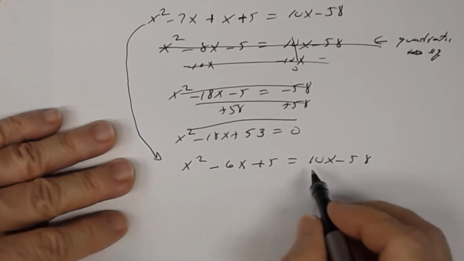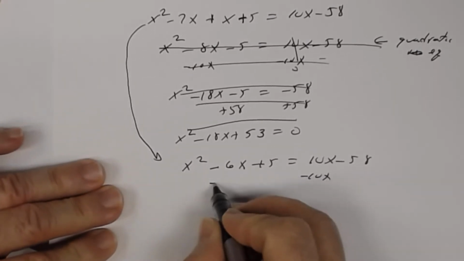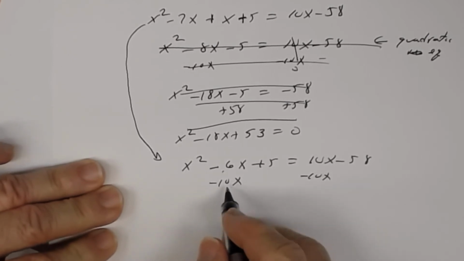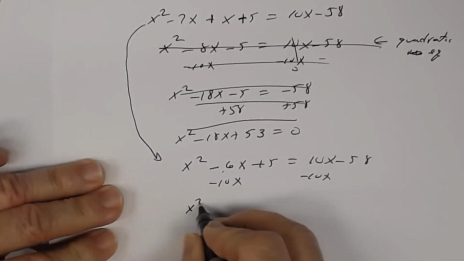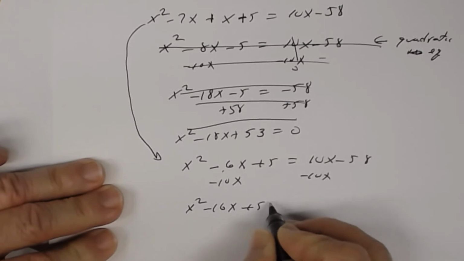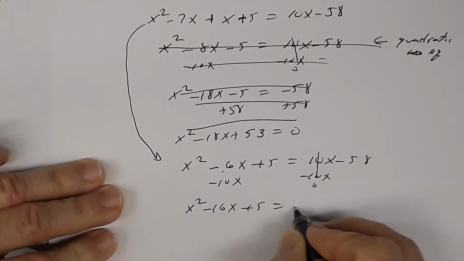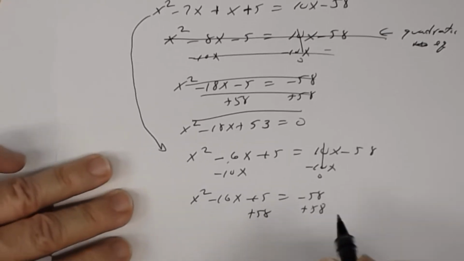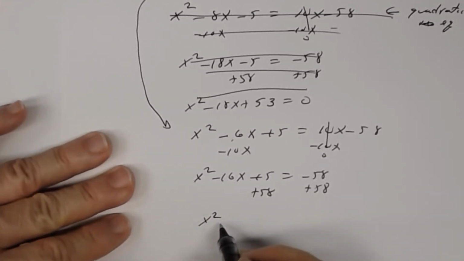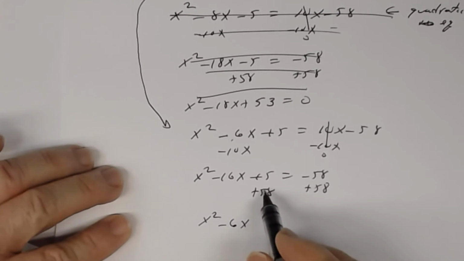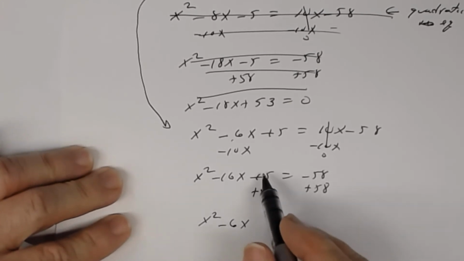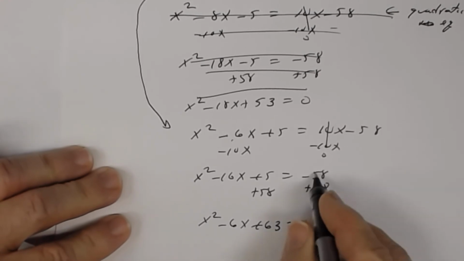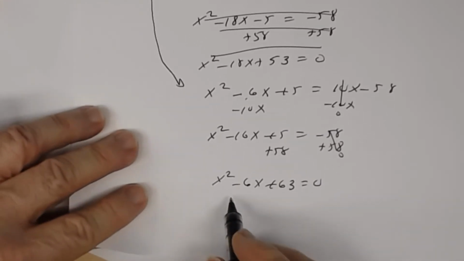Okay? All right, now subtracting 10x from both sides, just like this, I get negative 6x and negative 10x is a negative 16x. X squared minus 16x plus 5 equal 0 minus 58. Adding 58 to both sides, just like this, I get x squared minus 16x, and then 58 plus 5 is 63, okay, equal 0. All right, now let's go ahead and factor.